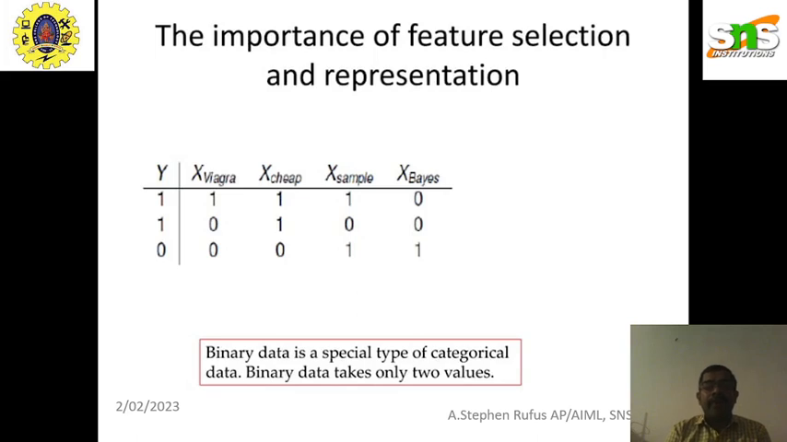And now we have to see the importance of feature selection and representation. So this is a very important concept in feature learning, the extraction of features. The extraction of the features should be correct, and then we get good accuracy. The outcome of the machine learning also seems to be very accurate.